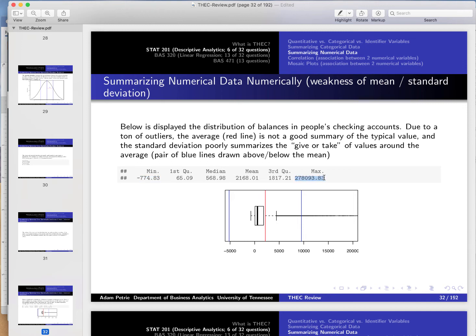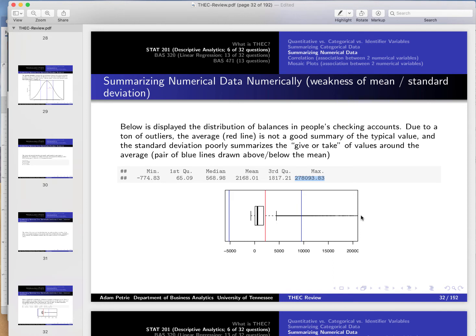Maybe they should be investing this stuff, but anywhere from minus $774 up to over $278,000. Now, this person here with all that money in their checking account is an extreme outlier, much, much larger than the typical customer to this bank. Because of the skewed nature of this distribution, just looking at this box plot here, the right whisker is much longer than the left whisker.